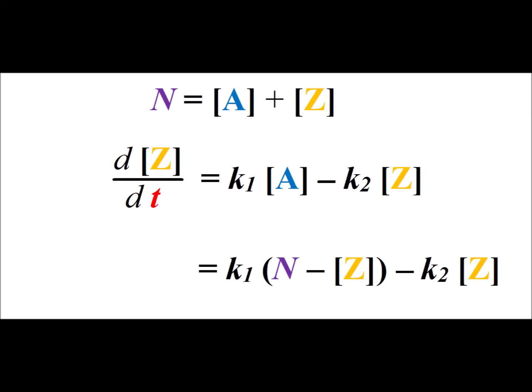The rate of change of the concentration of the product Z, dZ/dt, is equal to k1 times the concentration of A minus k2 times the concentration of Z. And if we make our substitution that the concentration of A is equal to N minus the concentration of Z, then we get the expression that the change in concentration of Z is equal to k1 times the quantity N minus the concentration of Z, minus k2 times the concentration of Z.